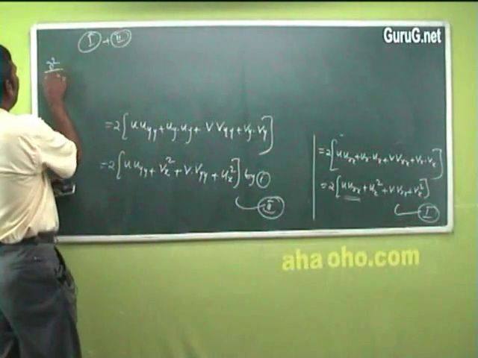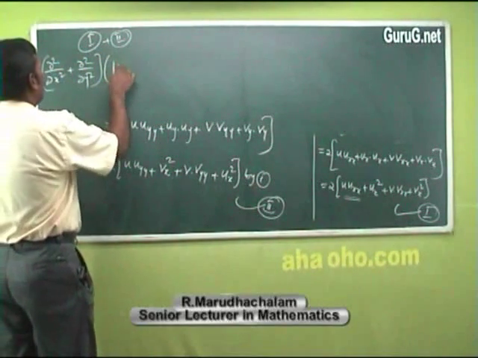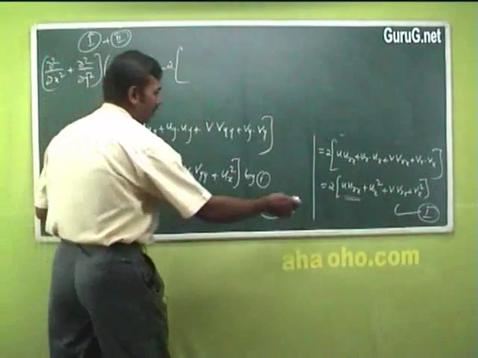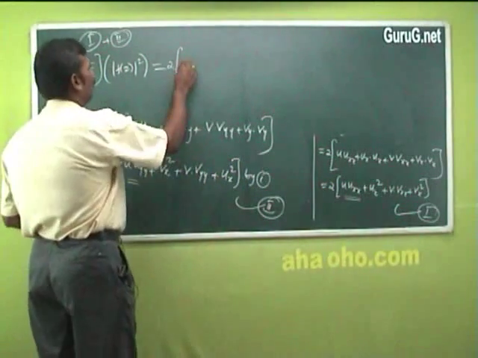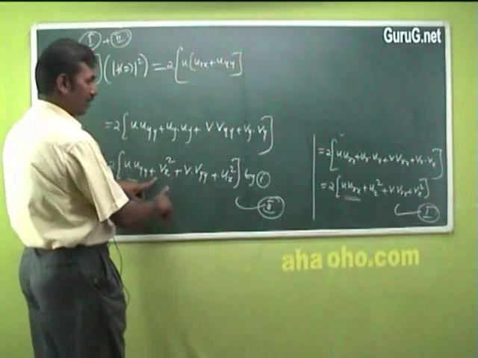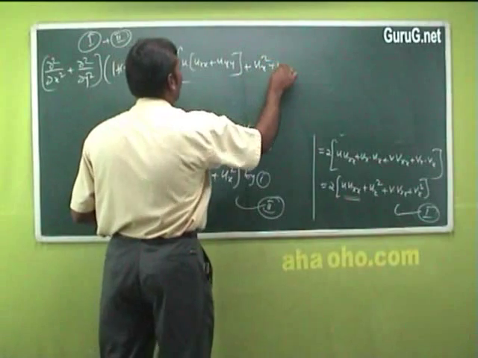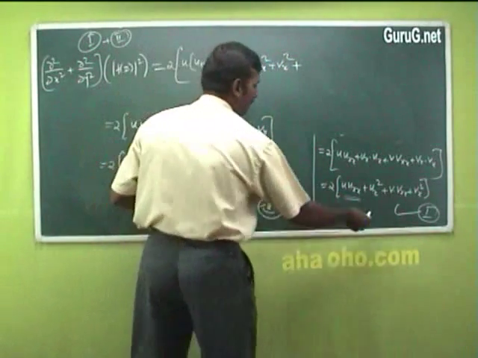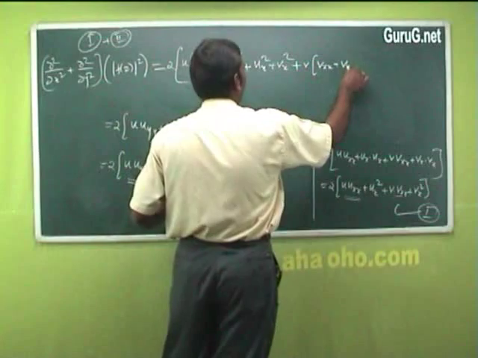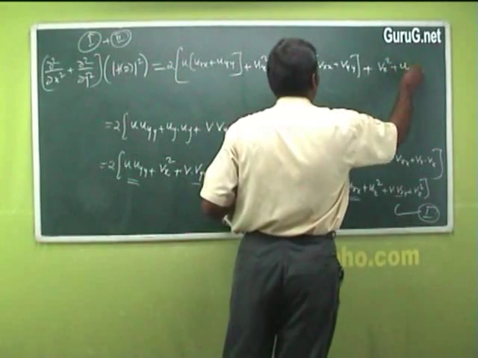So adding 1 and 2, dou squared by dou x squared plus dou squared by dou y squared of modulus of f of z the whole square equals 2 times, in both the terms something is common. Look at the first term here. Now if you take u outside, what is left? uxx plus uyy, right? Here a vx square, here ux square plus vx square, and plus, if you take v common outside, v into vxx plus vyy plus vx square plus ux square, right?